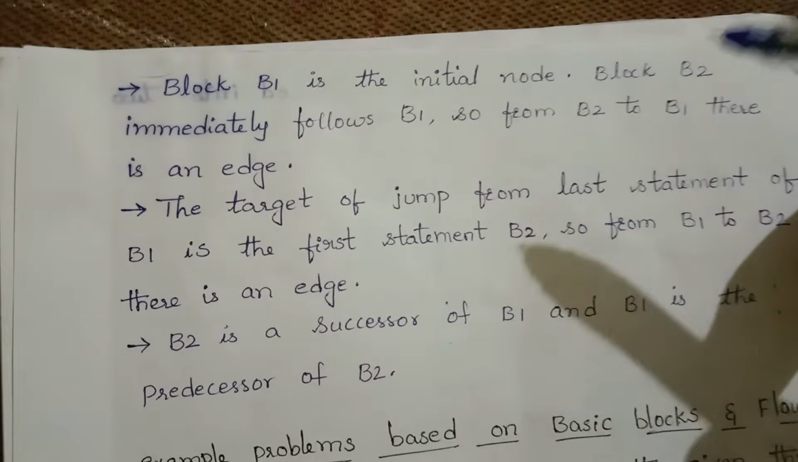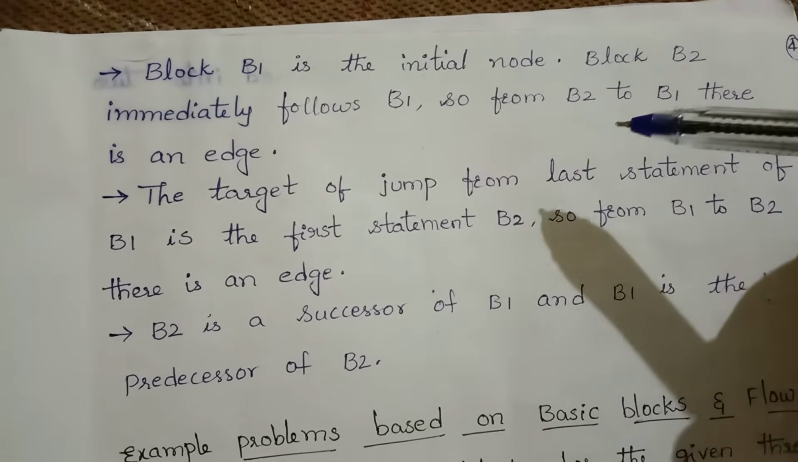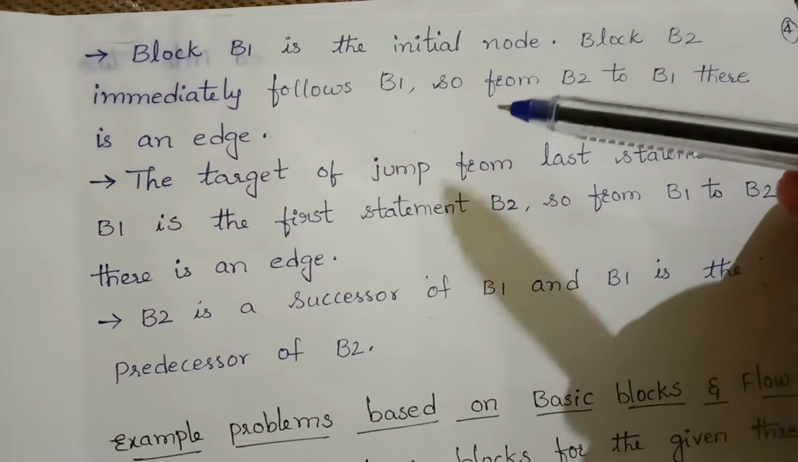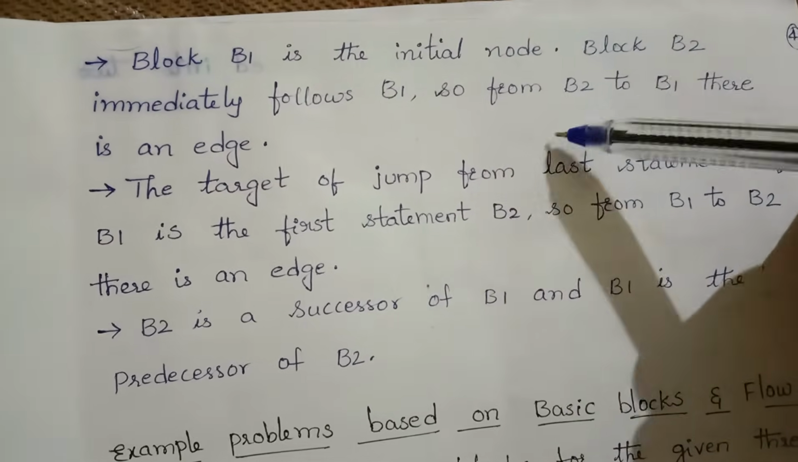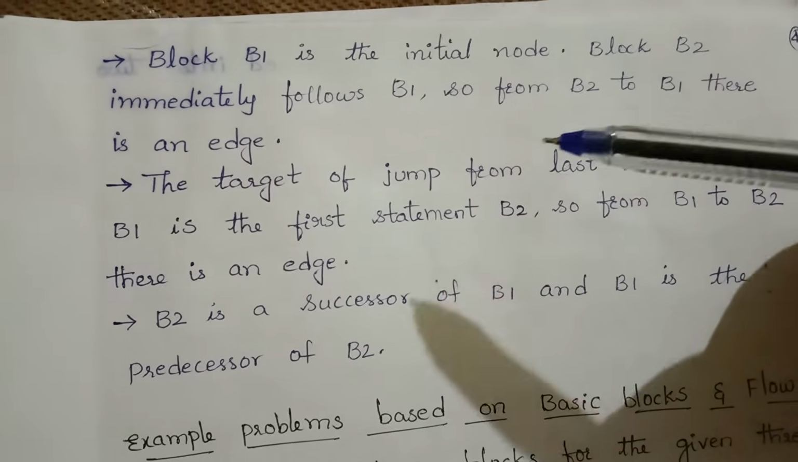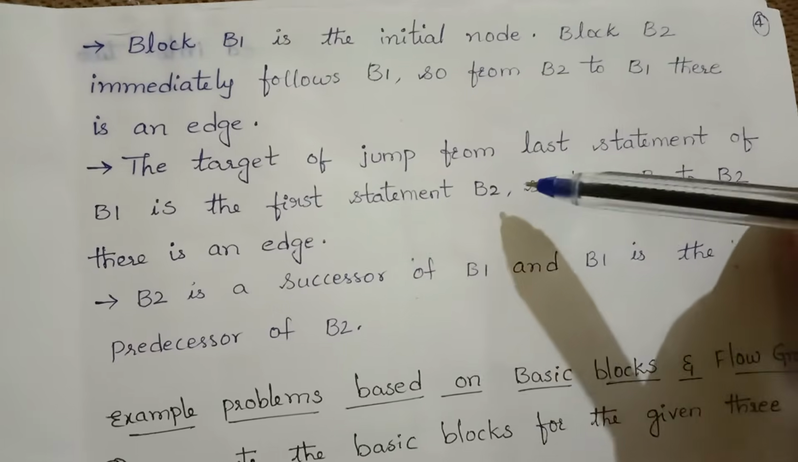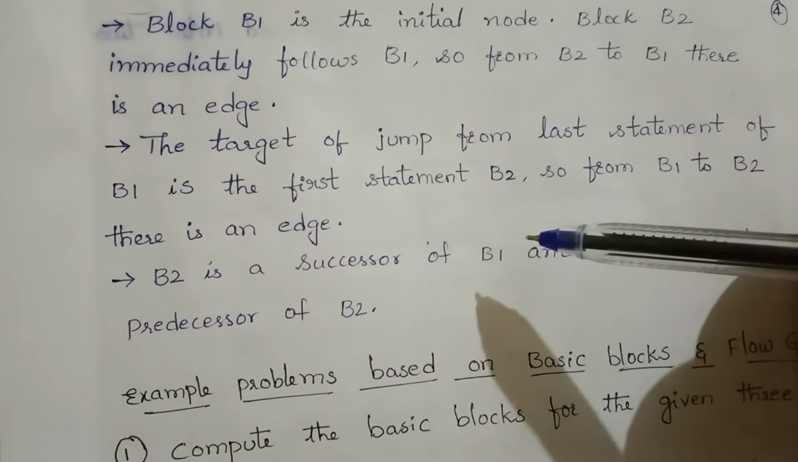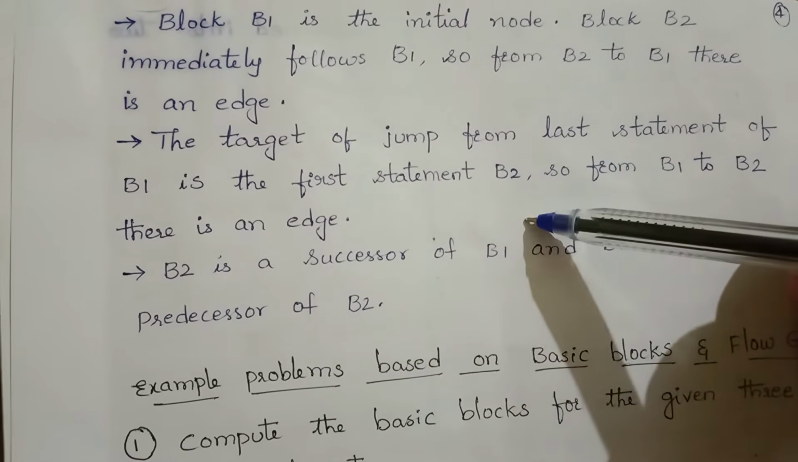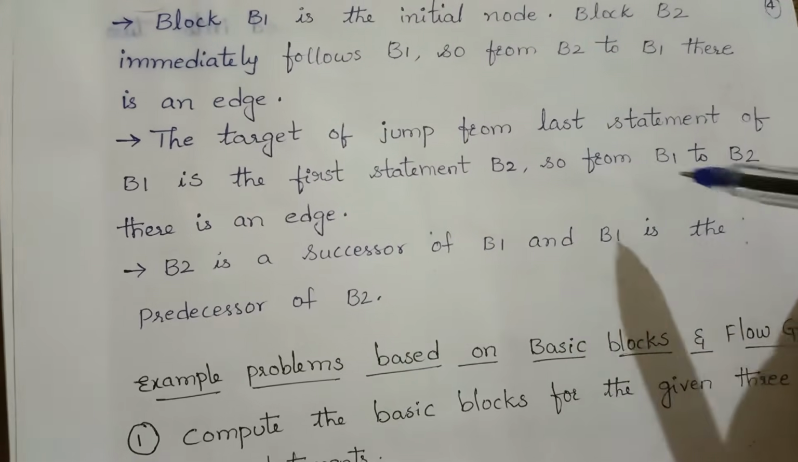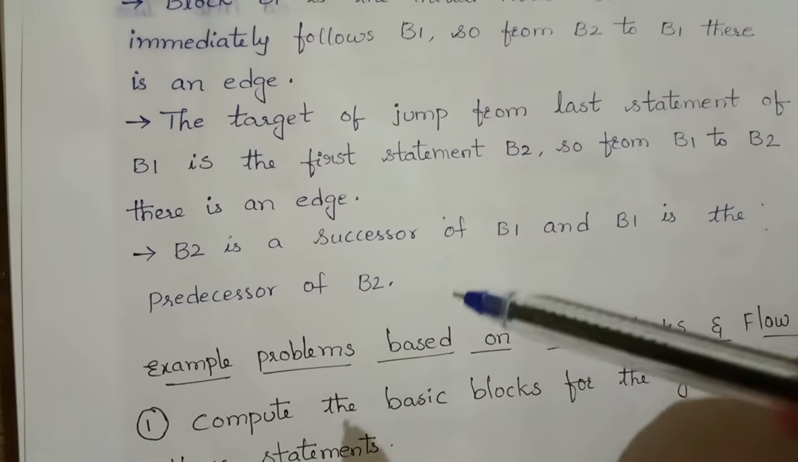In the example taken, block B1 is the initial node and block B2 immediately follows block 1. So from block 2 to block 1 there is an edge. The target of the jump from the last statement to block 1 is the first statement of block 2. So from block 1 to block 2 there is an edge.